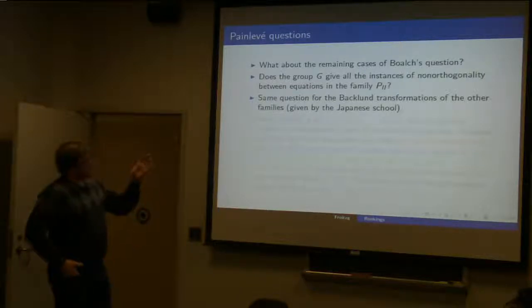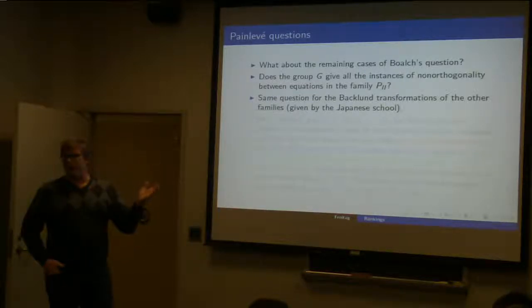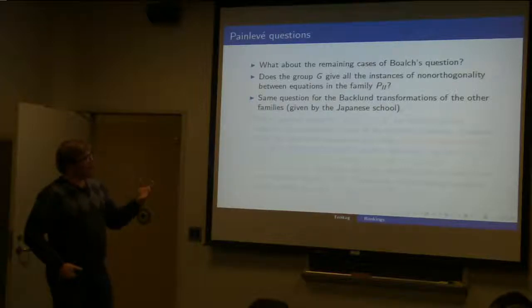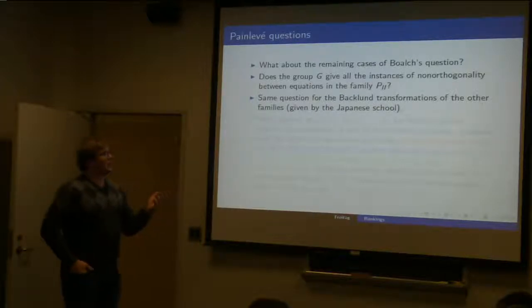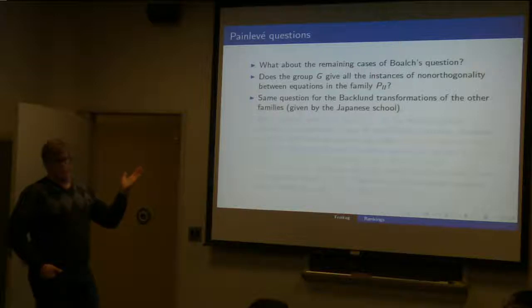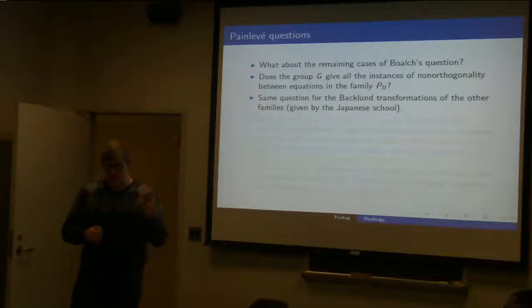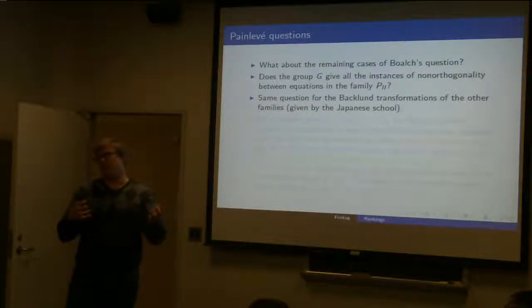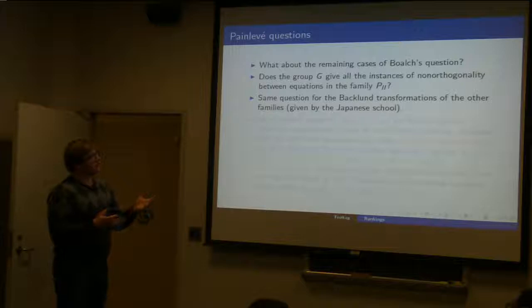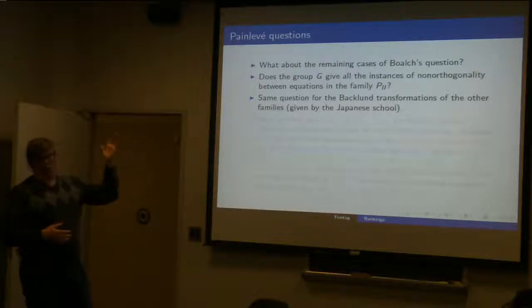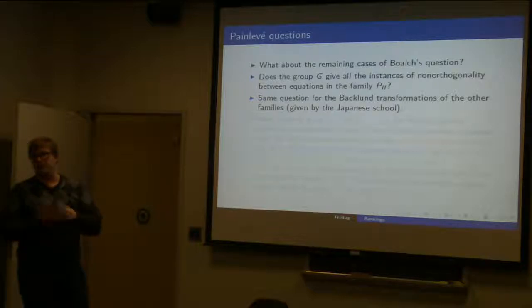So, does the group G that I gave for Painlevé 2 give all of the instances of non-orthogonality between equations in the family P2? In other words, could it be that we ever have an algebraic relation between P2 of 17 and P2 of 17 and a half? Could that ever happen or not? If the answer is no, then that group gives all the instances. And if the answer is yes, somehow there could be an algebraic relation, then the answer would be no.